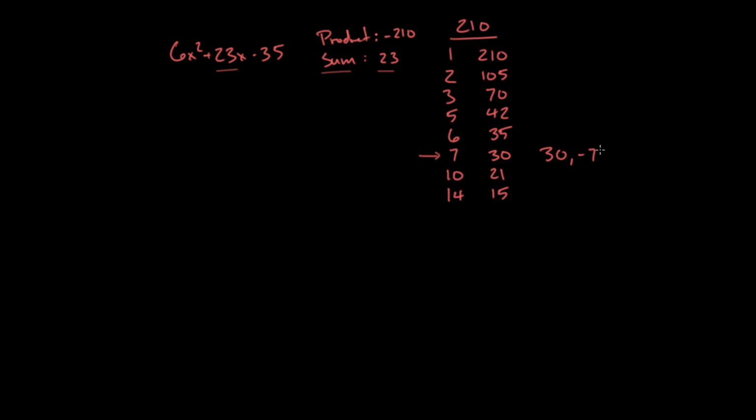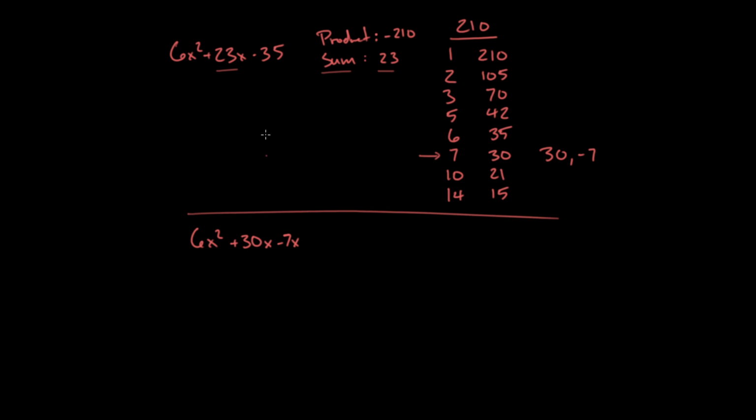So here's what I'm going to do. And this is where it gets a little bit tricky, but here's the procedure. I'm going to take the 6x squared, and I'm going to break up my x term into 30x and negative 7x.